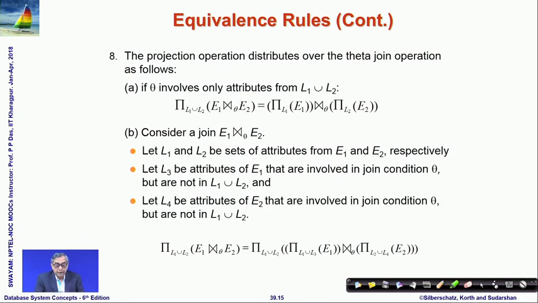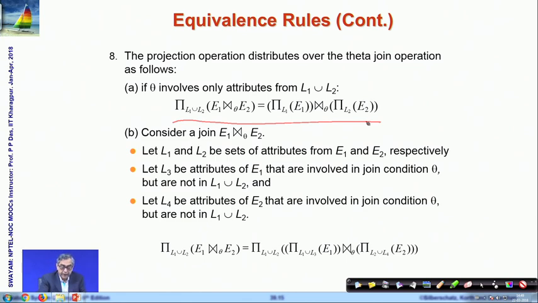The other rules will be in terms of projection. If you have a projection like this over a join, then you would be able to break it down into two separate projections and their theta join. And in case you have a theta join of E1 and E2 based on theta, and L1 and L2 are the attributes of these two relations.